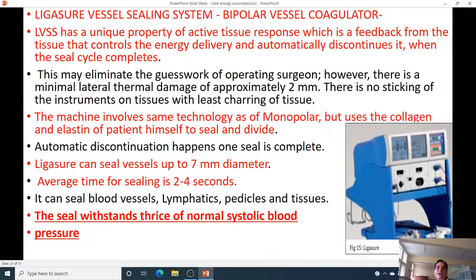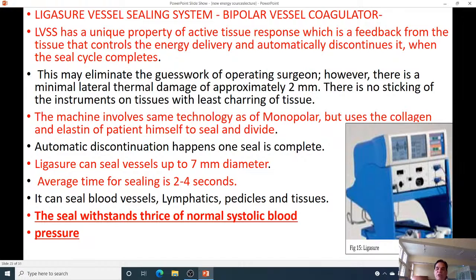This is when the seal cycle is complete. This is a major advantage. There is a sound produced. The moment the sound stops, that particular action or controlling is complete. This is what is important. We don't have to think whether the seal is complete or not. This guesswork is avoided. There is some amount of sticking, and there is a lateral thermal spread, but charring is minimum.